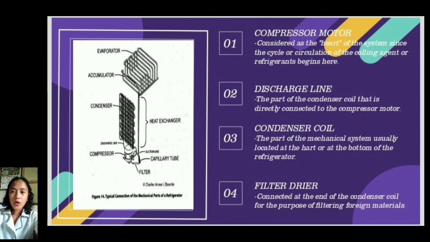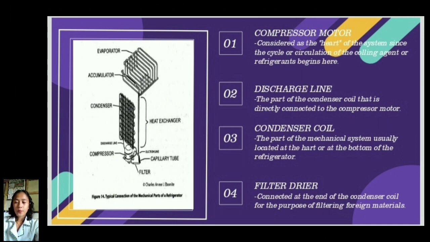Let us know the basic parts of the refrigerator. First, we have here the compressor motor, or also considered as the heart of the system, since the circulation of the cooling agent starts here. Like human being, we have heart. The function of heart is to pump blood and circulate it to any part of the body. So otherwise, the compressor motor is to circulate refrigerant to any part of the refrigerator.